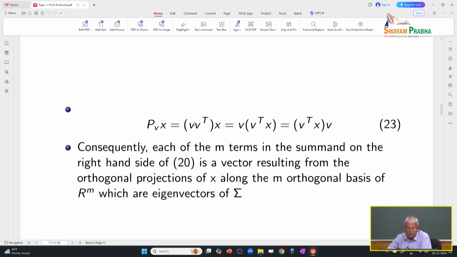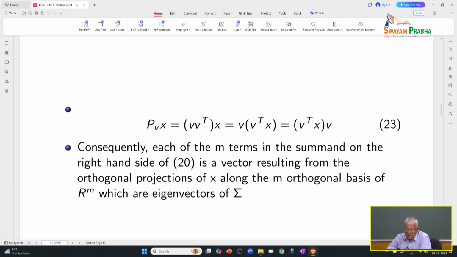So that's equal to V transpose x times V, which is also equal to V times V transpose x. Please understand, V transpose x is a scalar. I can multiply a vector by a scalar either on the left or on the right. With me? So, equation 23 is a simple expression for the projection of x along V.